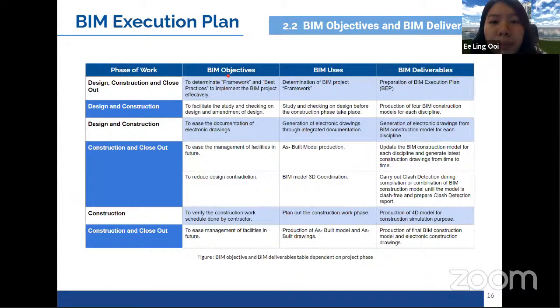Next, we will talk about BIM objectives and BIM deliverables. All the stakeholders will spell out the objectives they would like to achieve in this BIM project, and then they will find ways, which are the BIM deliverables, to achieve those objectives. One example will be the preparation of the BEP to determine the framework and the best practice to implement this MBKT BIM project.